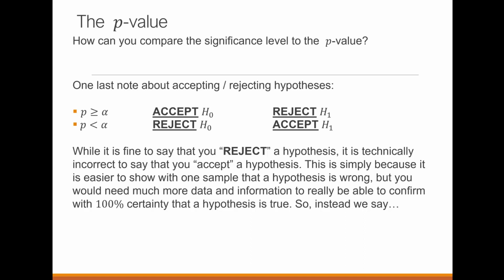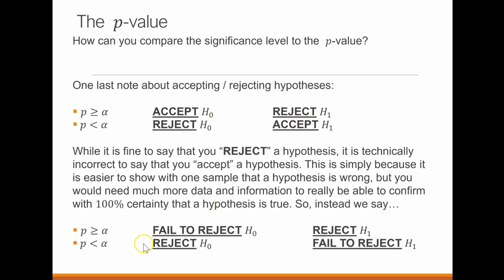While it is fine to say you reject a hypothesis, it is technically incorrect to say you accept a hypothesis. This is simply because it's easier to show with one sample that a hypothesis is wrong. But you really need much more data than just one sampling to really confirm with 100% certainty that a hypothesis is true. So instead of accept, we say fail to reject. Okay? Would this be something the IB people are going to be picky about?